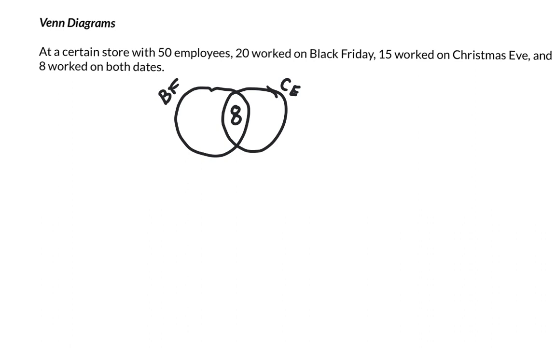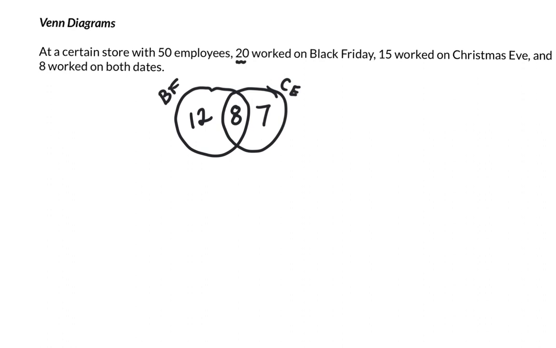Now, 20 worked on Black Friday. But the thing we have to be careful here is that that is the total number of people that worked, and we've already counted 8 of them who worked both. So in this part of the circle, I'm going to write 12. Because if 20 total worked Black Friday, but 8 of those also worked Christmas Eve, then 12 must have worked Black Friday alone. So doing the same type of thing for Christmas Eve, we must have 7 people that worked only on Christmas Eve that gave us a total of 15 people.